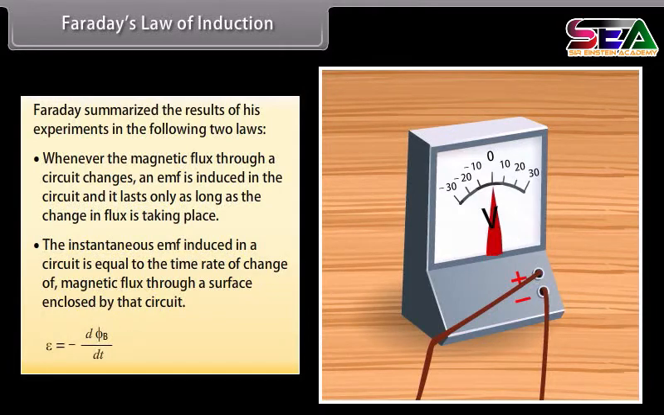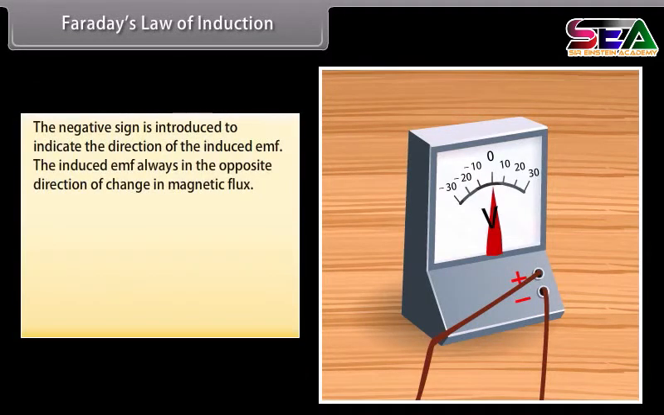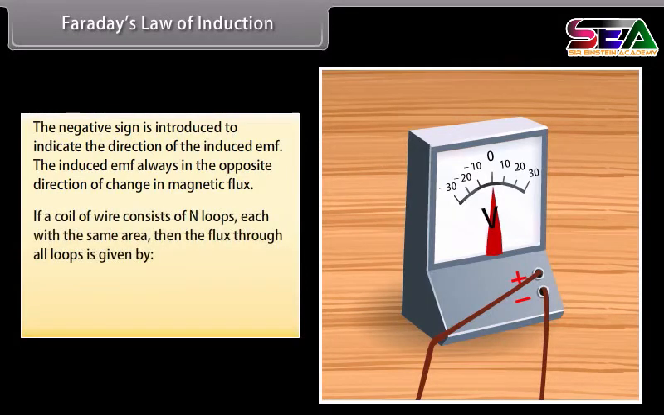E is equal to minus d phi B by dt. The negative sign is introduced to indicate the direction of the induced EMF. The induced EMF is always in the opposite direction of the change in magnetic flux. If a coil of wire consists of N loops, each with the same area, then the EMF through all loops is given by minus N d phi B by dt.